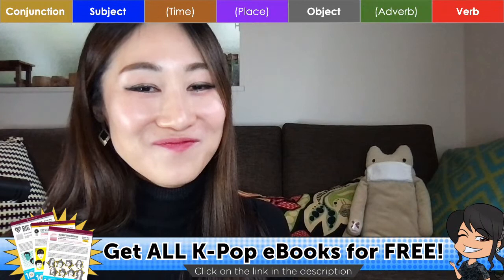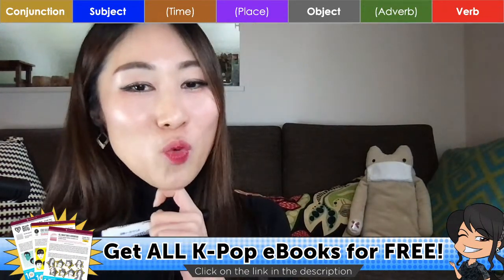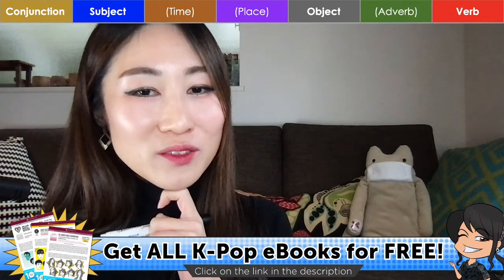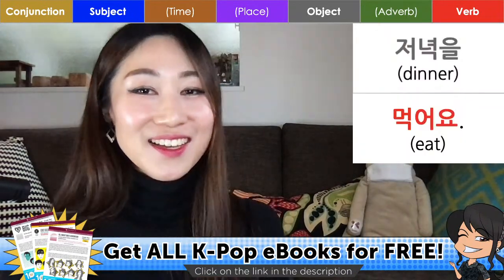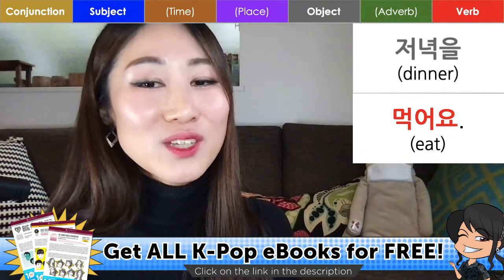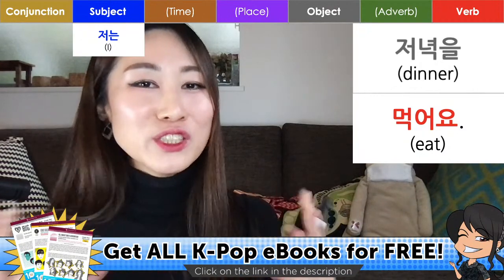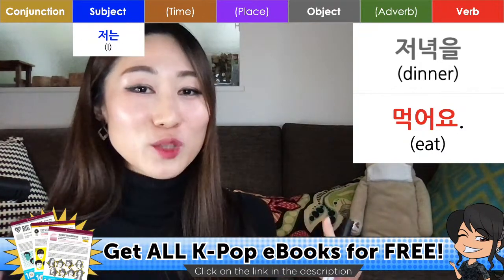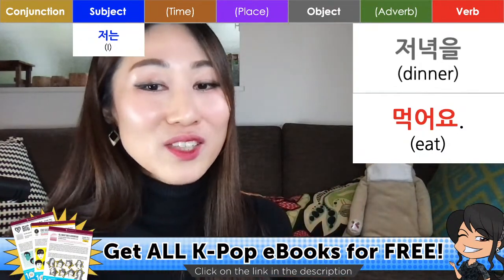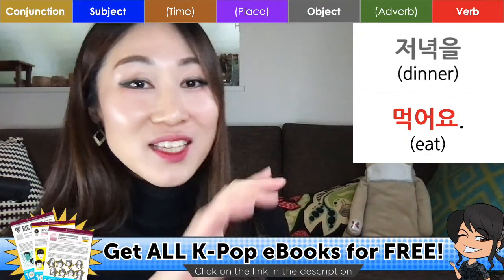All good? Okay, then let's practice more sentences. How about this one? I have dinner. Again, in Korean, you can say 저는 as I, but we don't say 저는 or 나는 too much because it's understandable in the context. So we try to make the sentence shorter by omitting it.